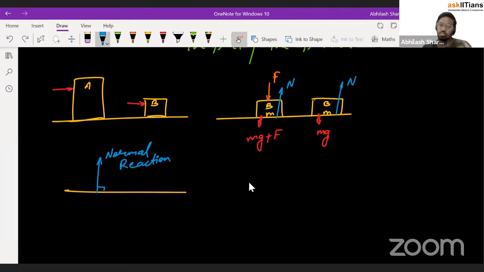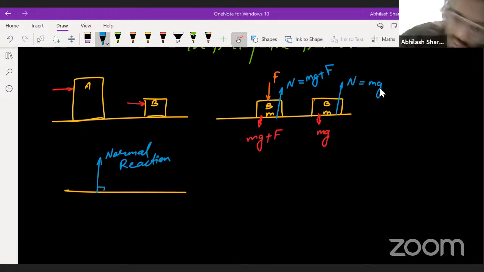If the block applied mg plus F, then what will normal be equal to? It will also be equal to mg plus F. In the case where the block applied just its weight, the ground also applied just mg onto the block. This is the reason how we are able to sit on a chair. We push the chair with our weight and the chair responds with a normal reaction that is equal to our weight, and we stay there.